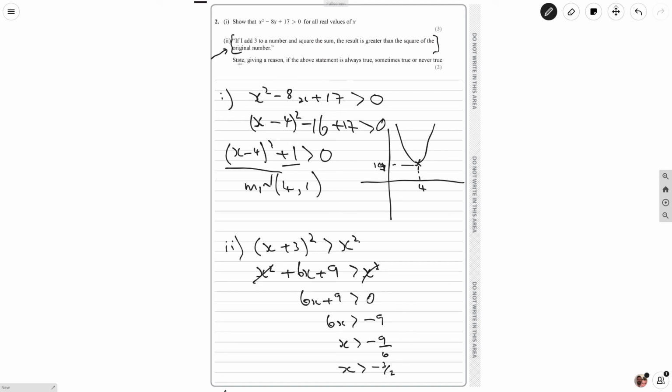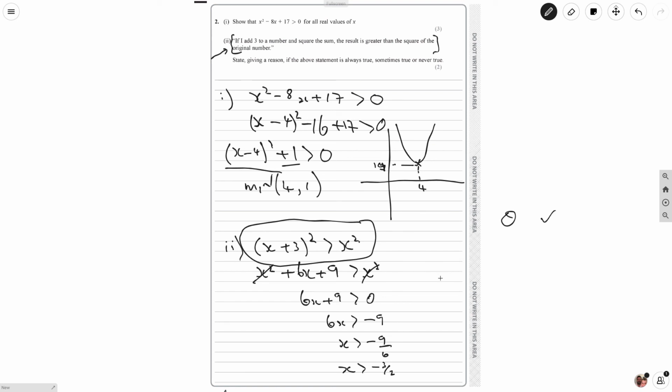So we've got this sentence. Now we've done the algebra, go back and read the question. It says state, giving a reason, if the above statement is always true, sometimes true, or never true. So doing the algebra gives you an idea of what numbers to pick. If we pick a number that is greater than minus 3 over 2, so if we pick 0, 0 is a nice easy number to pick here. If you look at this original equation, which is representative of the sentence, if we put 0 in there, we're going to get 3 squared on the left is greater than 0 squared, which is clearly a true statement. So it works for 0. Let's put that over here. 0, it's true.